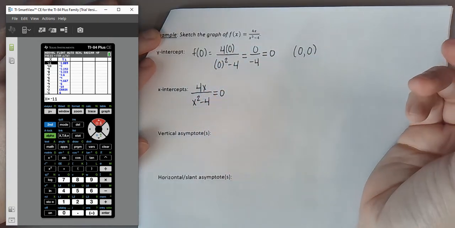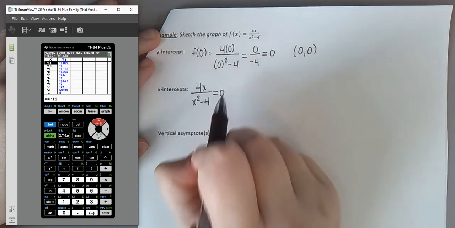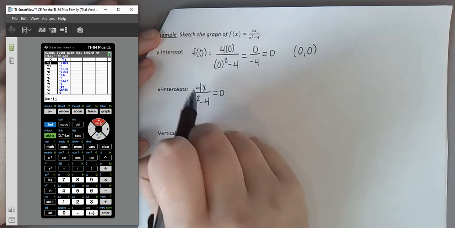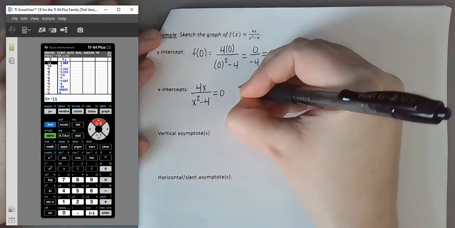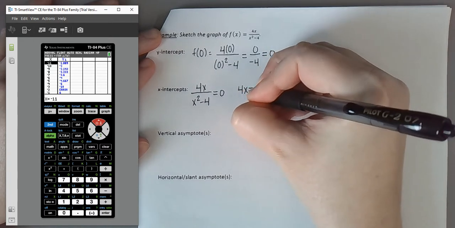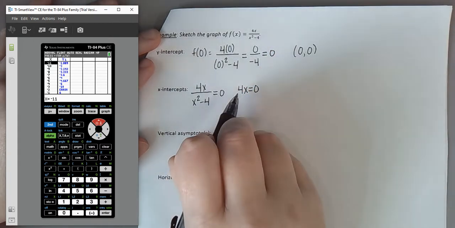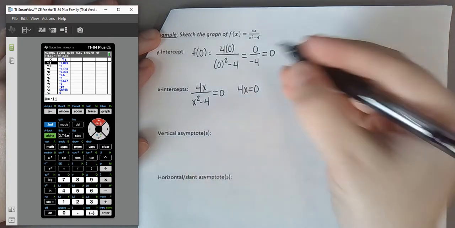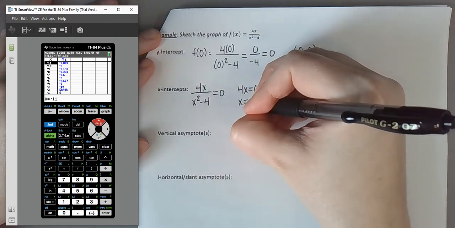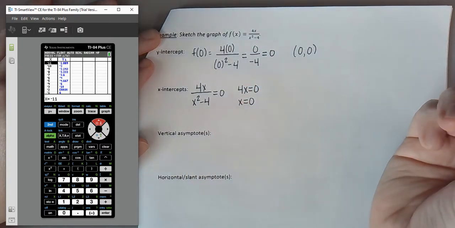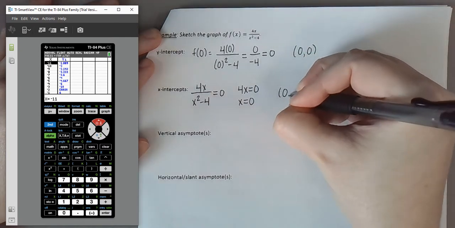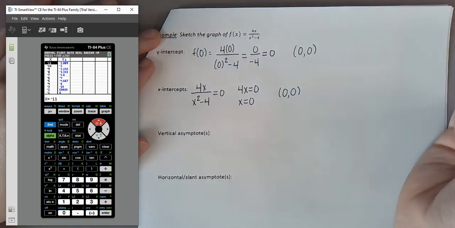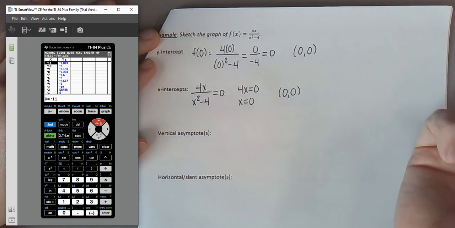Now, as we discussed with the previous one, a number divided by a number is equal to 0 only if the numerator is 0. So that's the same thing as setting 4x equal to 0. Divide by 4, which means x is equal to 0. So we also get the ordered pair (0, 0) here, and we didn't find any additional intercepts.